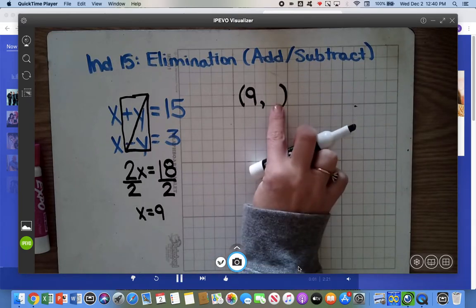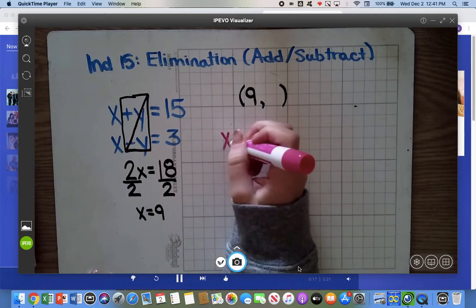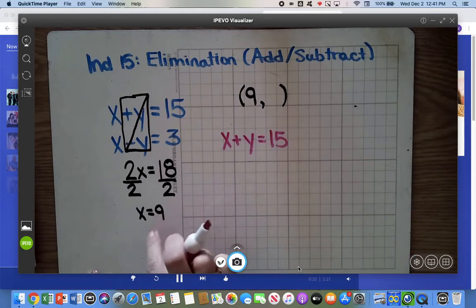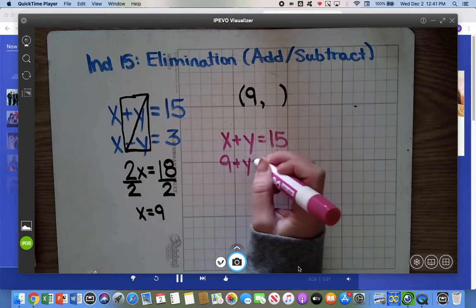Now, we have to find the y coordinate. If you have two variables, you have to find them both. So if you want to find the y coordinate, you simply pick one of the original equations to go with it. Honestly, it doesn't matter which one. So I'm actually going to show you with both equations. If I chose the top equation, x plus y equals 15, I now know x is 9, so I can plug in a 9 for x.